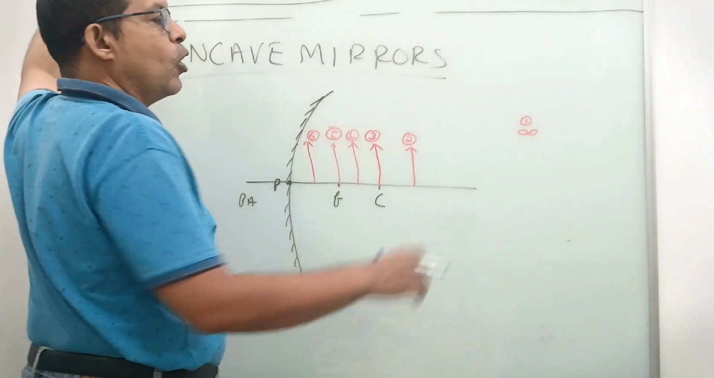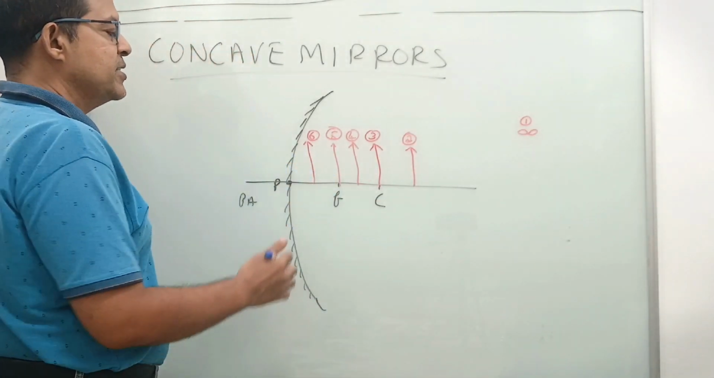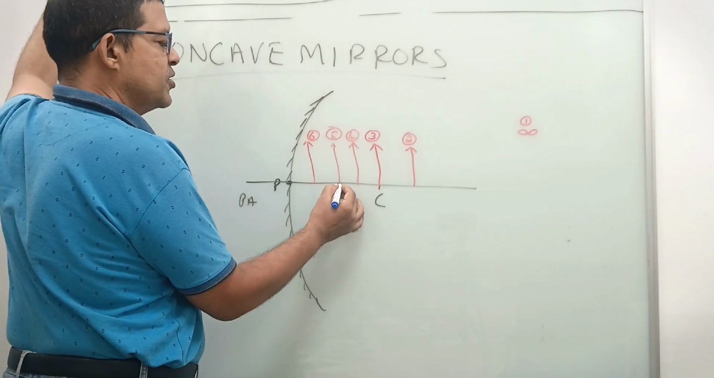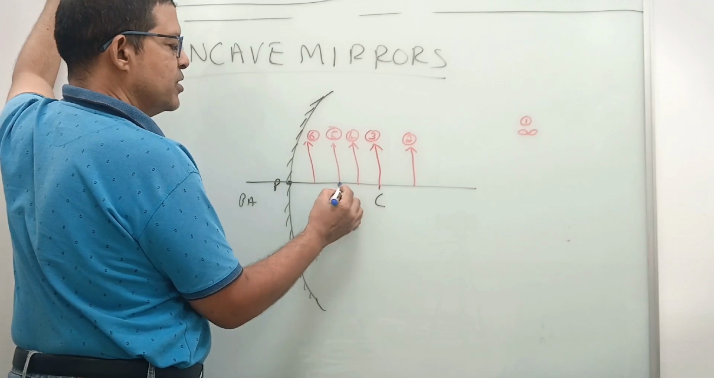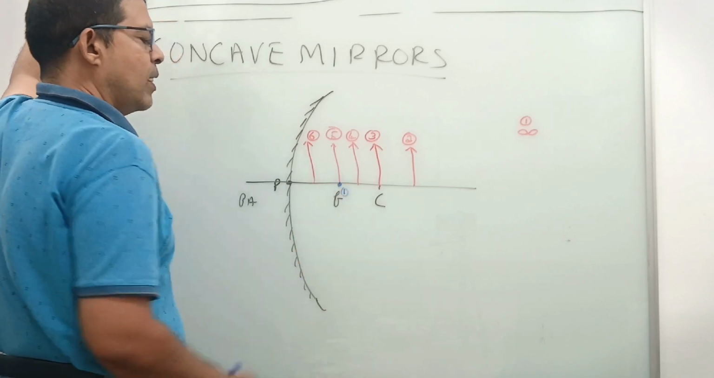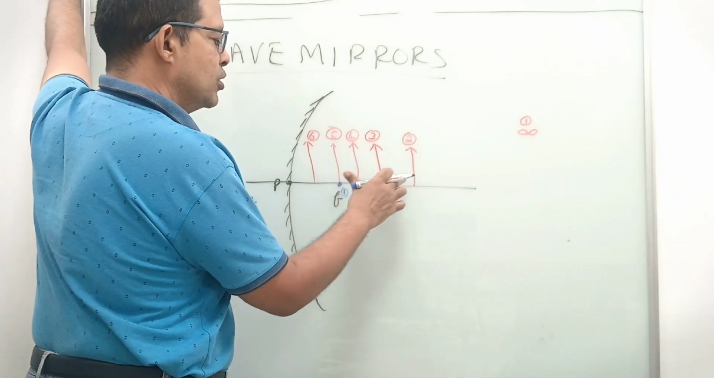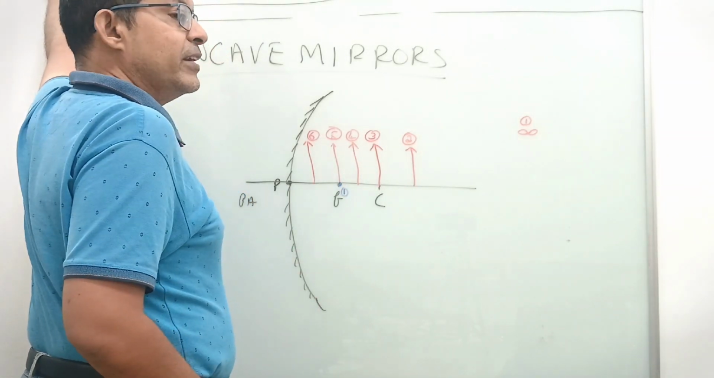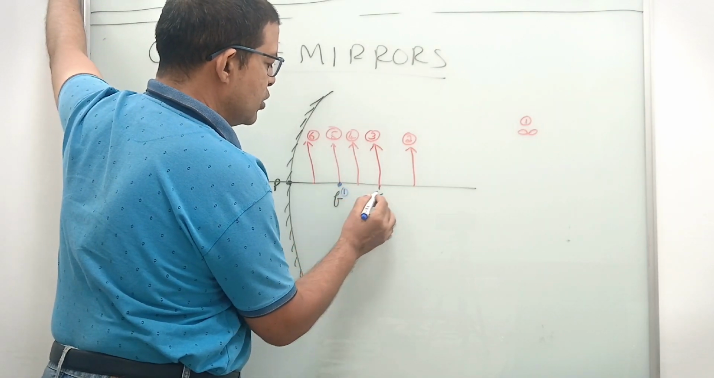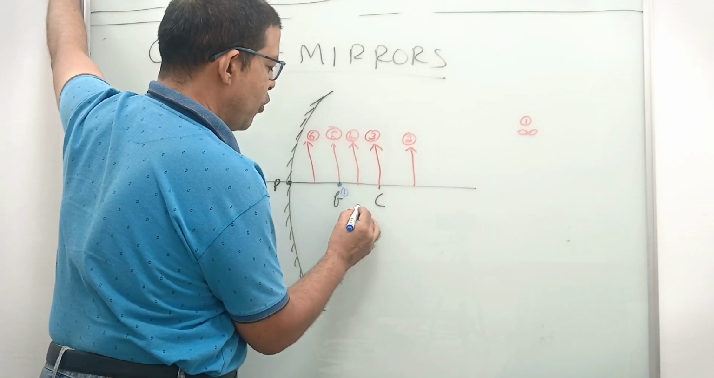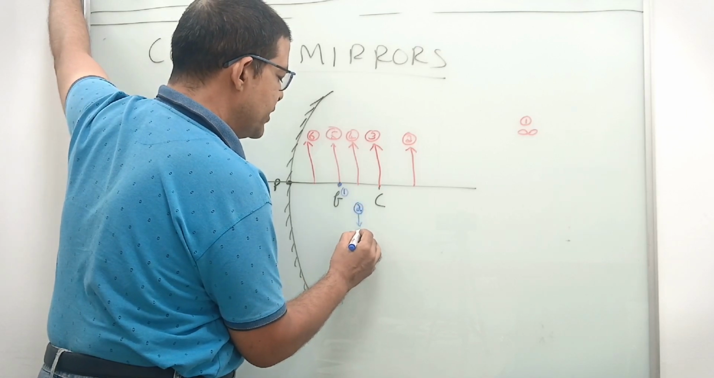So the image, if the object which is in red is at infinity, then the image is formed at focus. The image is formed at focus, and it is point size image. So this is the image. This is the first case. If the object is beyond the center, then where will the image be formed? The image will be formed between the focus and the center. That means it will be formed here, and it will be diminished.